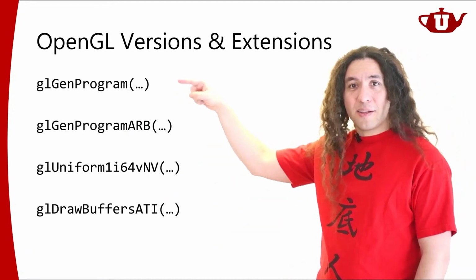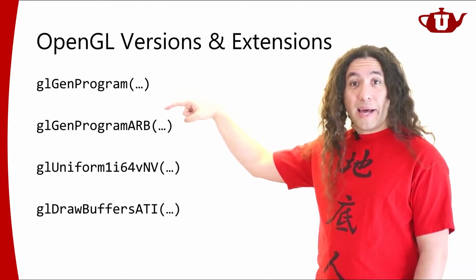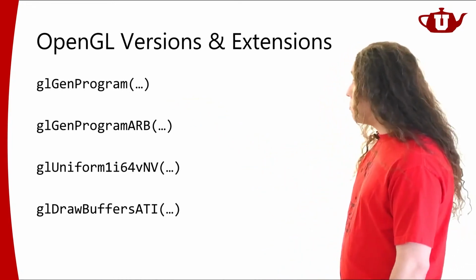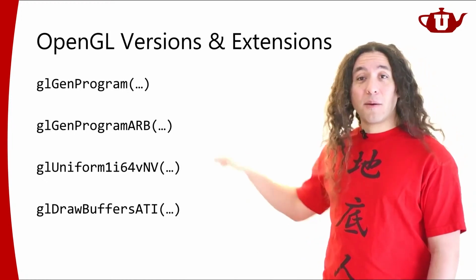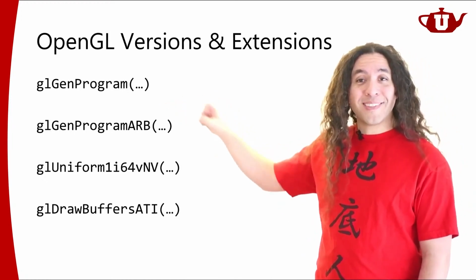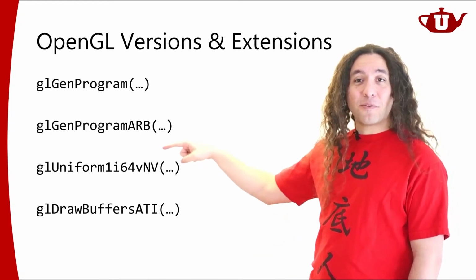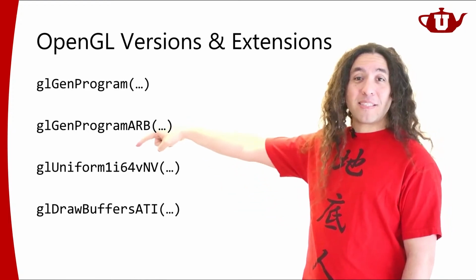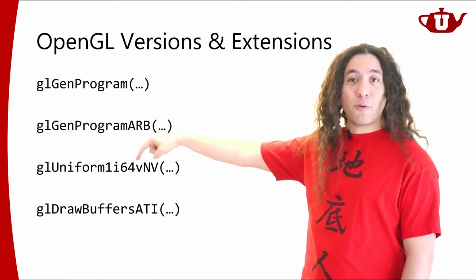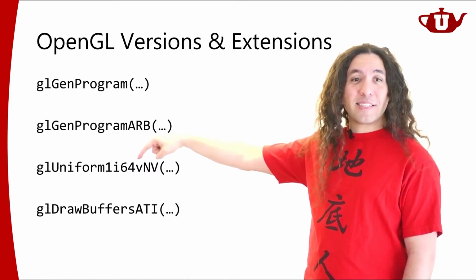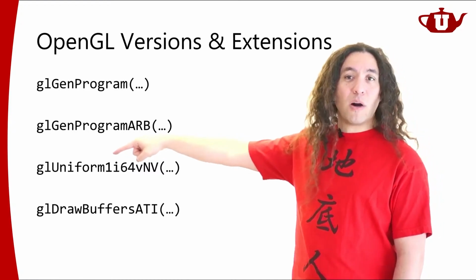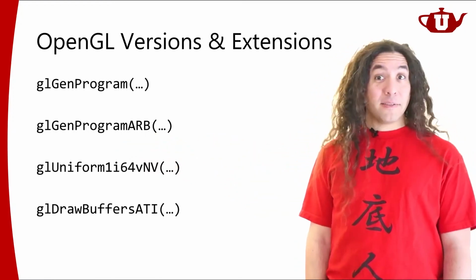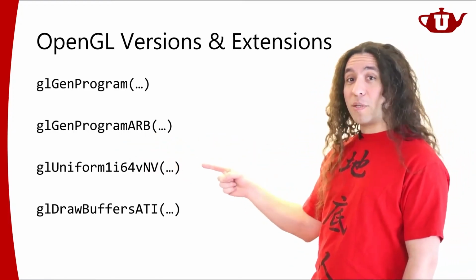For example, this glGenProgram also has this glGenProgram ARB. What is that? Well, ARB is short for Architecture Review Board. There's this other function, glUniform1i64vNV. That means a 64-bit integer, and it's taking an array of 64-bit integers of just one value. So basically it's taking a pointer. And NV is short for NVIDIA. So this is NVIDIA's OpenGL extension.